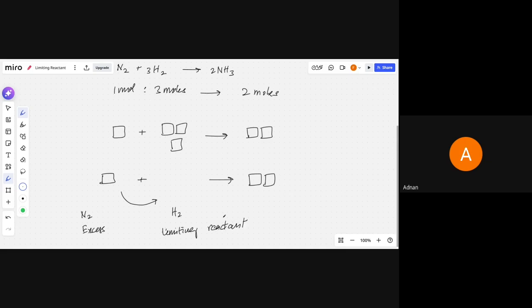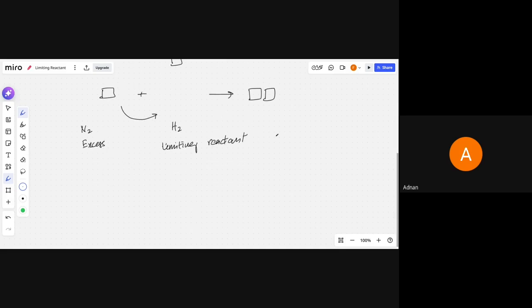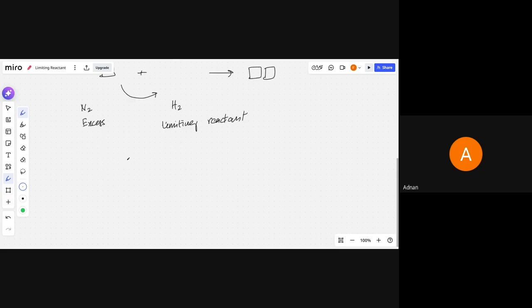Now let's see what type of questions we can have on this topic on the exam. Sometimes they give you a balanced chemical equation, sometimes they don't. So you will have to construct the equation, and you will have to balance it. So I'm going to add a balanced equation here.